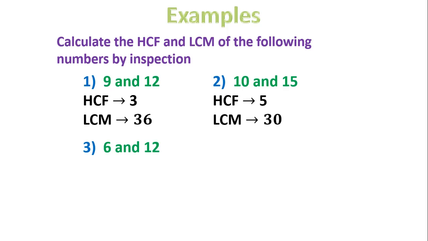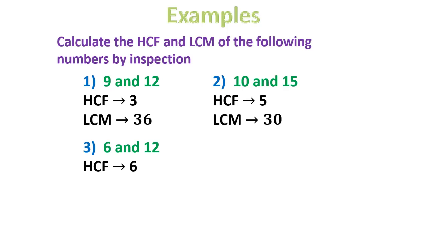Example number 3. 6 and 12. Now I want to look at my highest common factor. What number divides into both 6 and 12 and is the highest? Okay, so 1 goes into both 6 and 12, 2 goes into both 6 and 12, 3 goes into both 6 and 12, 4 doesn't, 5 doesn't. Alright, 6 goes into 6, yes it does. And does 6 go into 12? Yes it does. And so my highest common factor is 6.